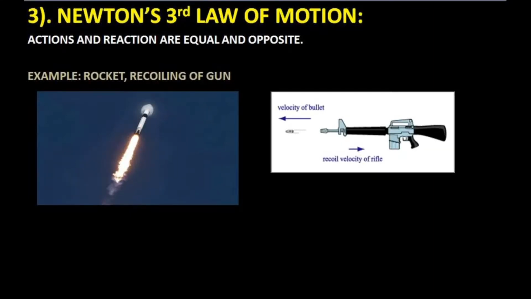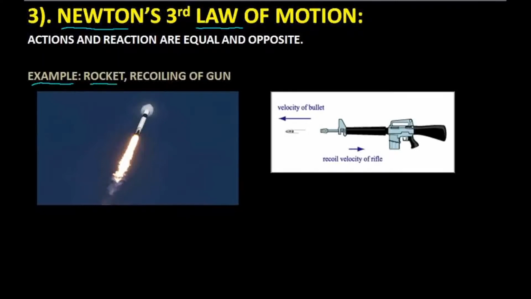Here in this video we'll be discussing Newton's third law of motion. It is probably one of the easiest laws of motion stated by Newton. So what is Newton's third law? It says action and reaction are equal and opposite. Let's see the example here.